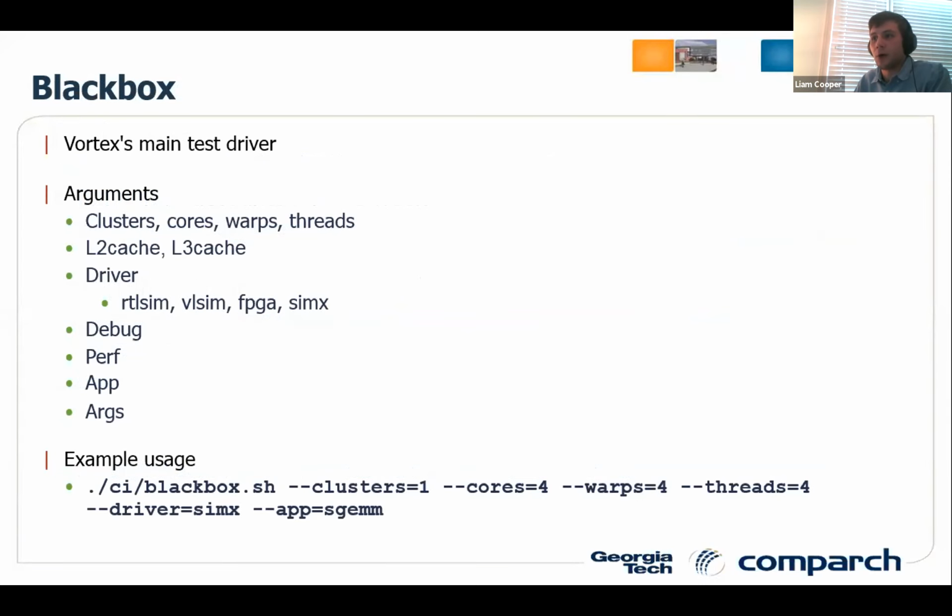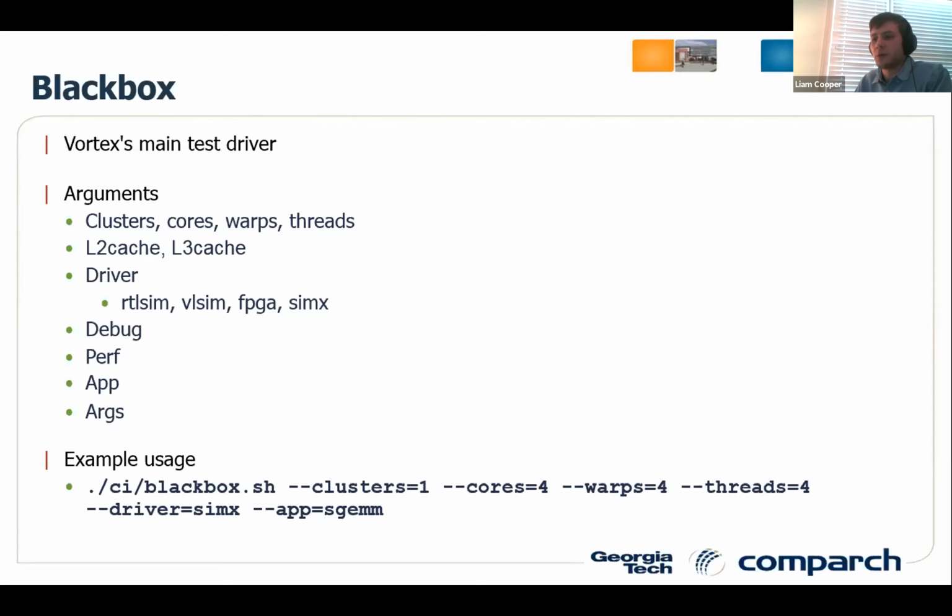Okay, so now I'll explain a little bit about Vortex's blackbox. In the video, you may have seen me use a command using the blackbox script in the FPGA demonstration video. This is the main script that we use for running tests under specific drivers and different configurations for Vortex. The arguments to the script are as follows. You can specify the number of clusters, which is the number of processing elements, the number of cores, which is the processing element for containing multiple warps, the number of warps, which is, of course, the collection of concurrent hardware threads, and the number of threads.